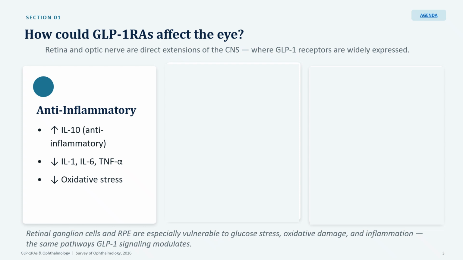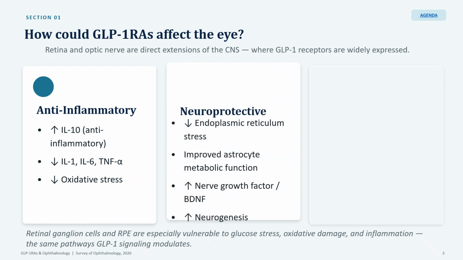So, how are the GLP-1 receptor agonists affecting the eye? The retina and optic nerve are direct extensions of the CNS, where GLP-1 receptors are widely expressed. These drugs have anti-inflammatory properties, where they increase IL-10 and decrease IL-1, interleukin 6, and TNF alpha. They also decrease oxidative stress. They have neuroprotective action, where they decrease the stress on the endoplasmic reticulum. They improve astrocyte metabolic function.